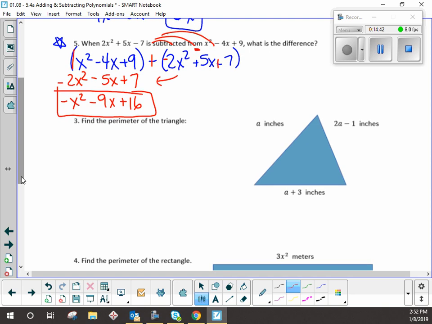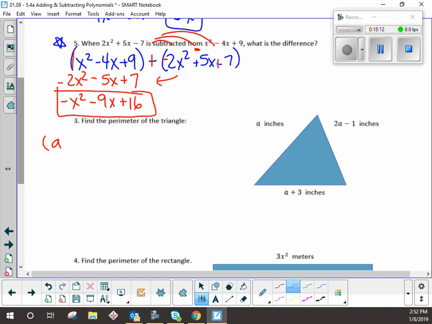All right, number 3. So we're going to move into some geometry ideas. Find the perimeter of this triangle. Perimeter means you're doing what with all the sides? You're adding them, okay? So we have these 3 sides, a, 2a minus 1, and a plus 3. You might be like, but I don't understand. I mean, shouldn't it be like 15 and 12 and like actual measurements? That's okay. It doesn't have to be an actual measurement. We're just practicing adding polynomials.